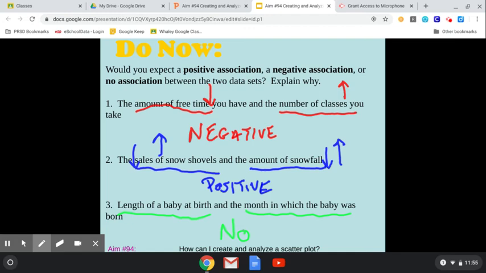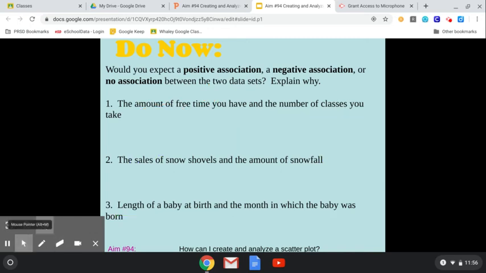Okay, so there you have it. If you need to, pause the video and jot any notes down. If you have a question, jot that, and make sure you meet me in the meet to ask that question. Okay, moving on from the do now.